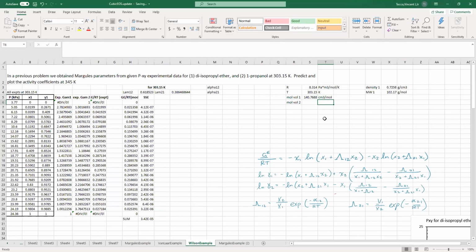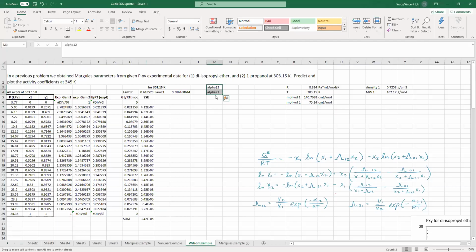And then for 1-propanol, I found it in Appendix C of the Dahmen Visco textbook. So instead of having to look it up, I'm just going to use that value, and you can look this up and verify if you're interested. That's 75.14 centimeters cubed per mole. All right, that should be all we need to solve for alpha 1, 2.